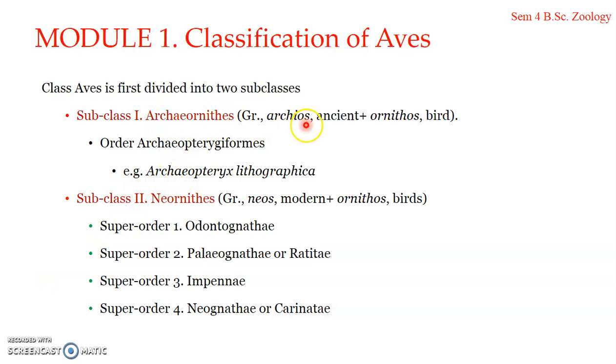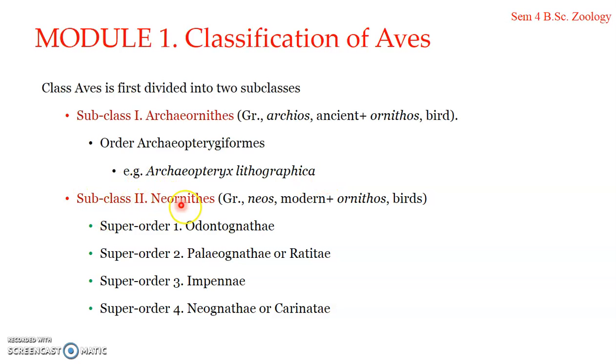Archaeornithes comes from two Greek terms, archaeos and ornithos. Archaeos means ancient, and ornithos means bird. So Archaeornithes put into a single term means ancient birds, and it includes a single order Archaeopterygiformes and a single genus Archaeopteryx, the species lithographica.